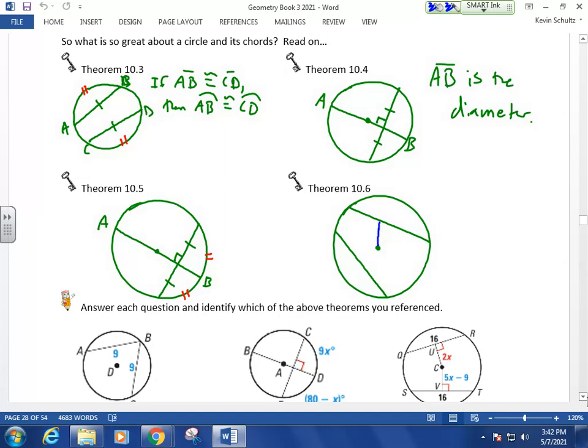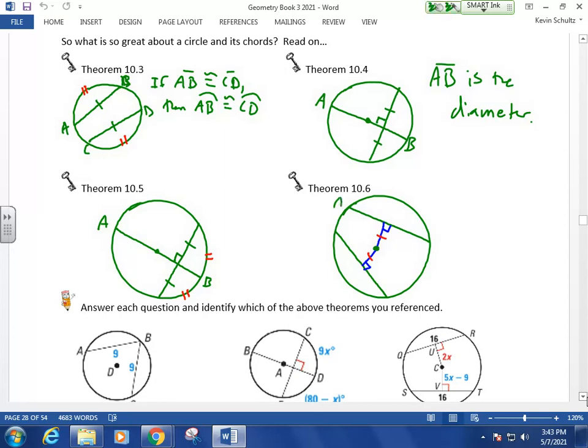perpendicular, that's not very perpendicular. Sorry, I gotta redo that one. If we draw perpendicular segments from the center of the circle to the chords, probably like that, that's more perpendicular, and like this, okay? If these two segments are congruent, then the chords are equidistant from the center.